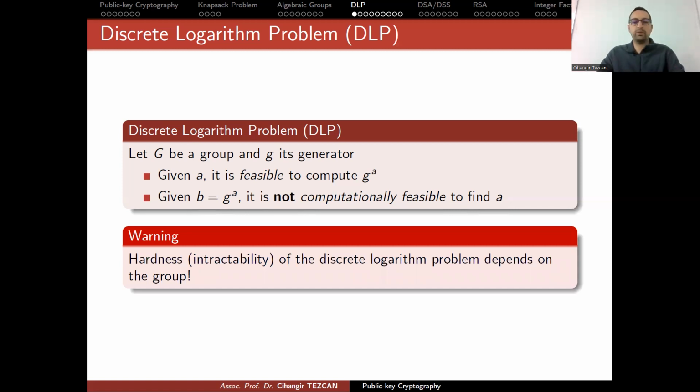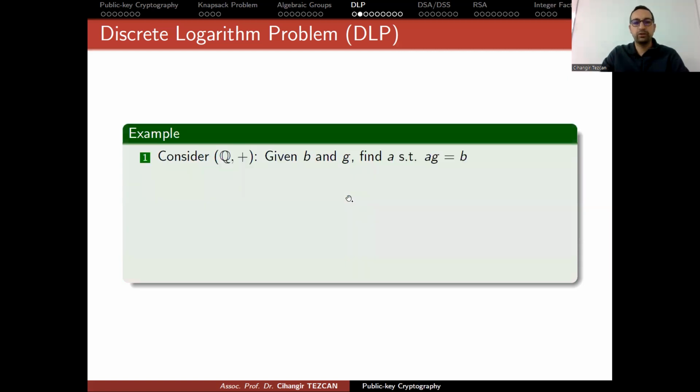But the most important thing is that the hardness, or the more technical term, intractability, of the discrete logarithm problem actually depends on the group G. So this is why we'll be talking about elliptic curves, because points on an elliptic curve will define a group, and there this problem will be harder, and we will call it the elliptic curve discrete logarithm problem. So let's talk about logarithms and see why in some cases it is very easy and in some cases it is very hard.